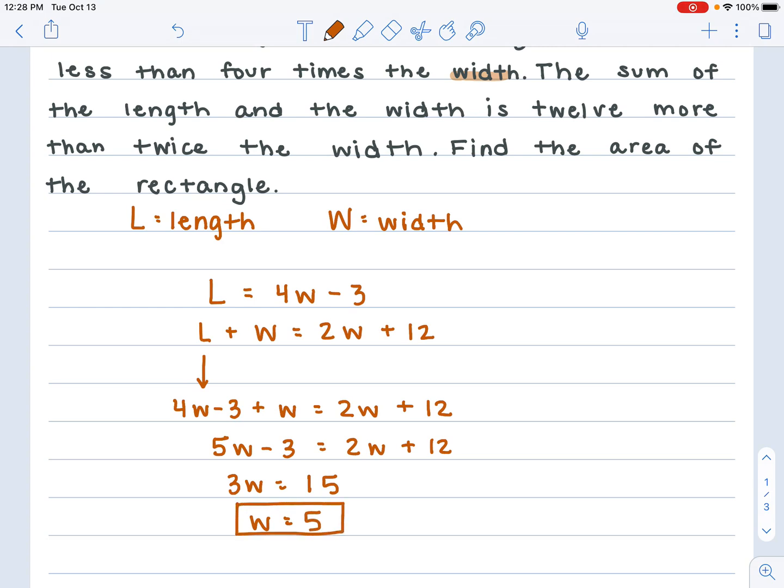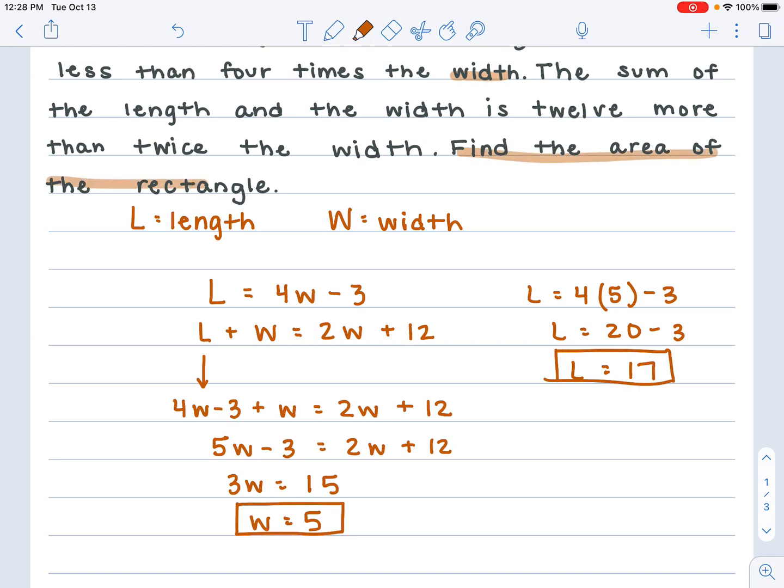Divide by 3. Okay, and I have that the width is 5. Once I know that, I'm going to plug it in to find the length. So I'm going to plug into this first equation here. So length equals 4 times W, which we just found was 5, minus 3. Length equals 20 minus 3, which is 17.